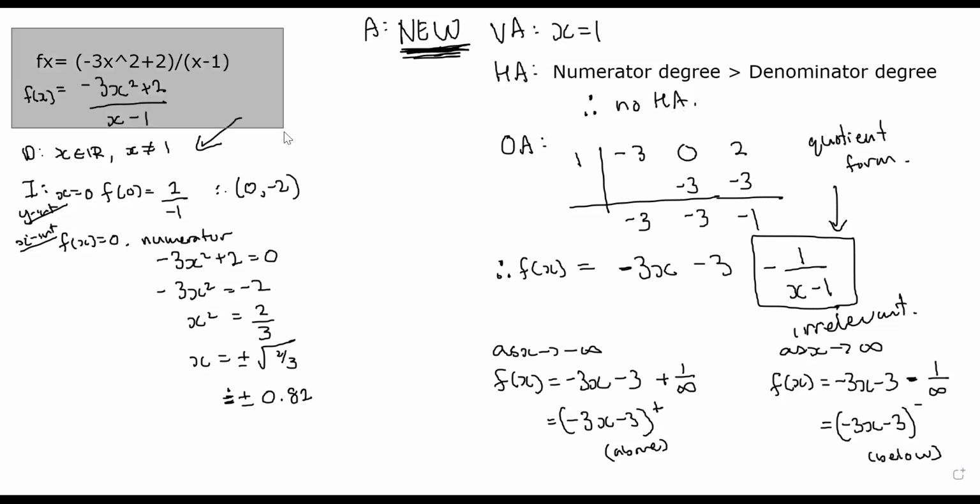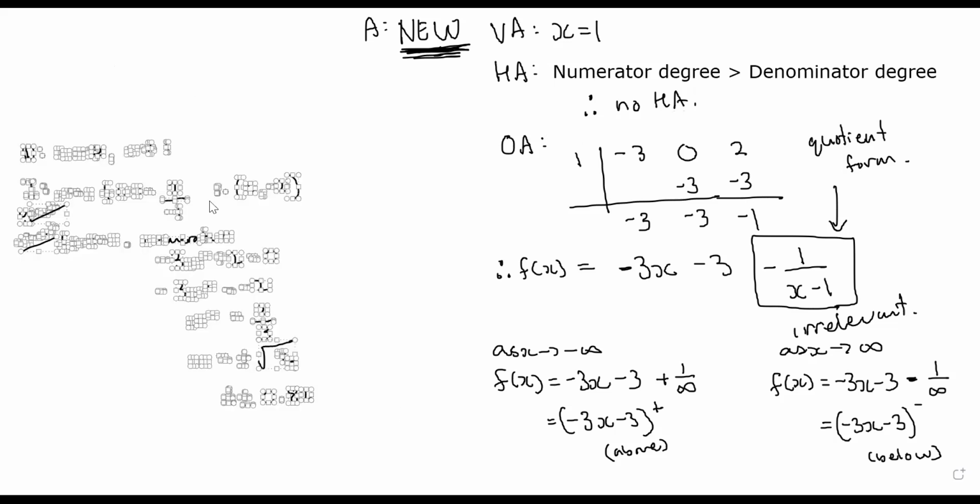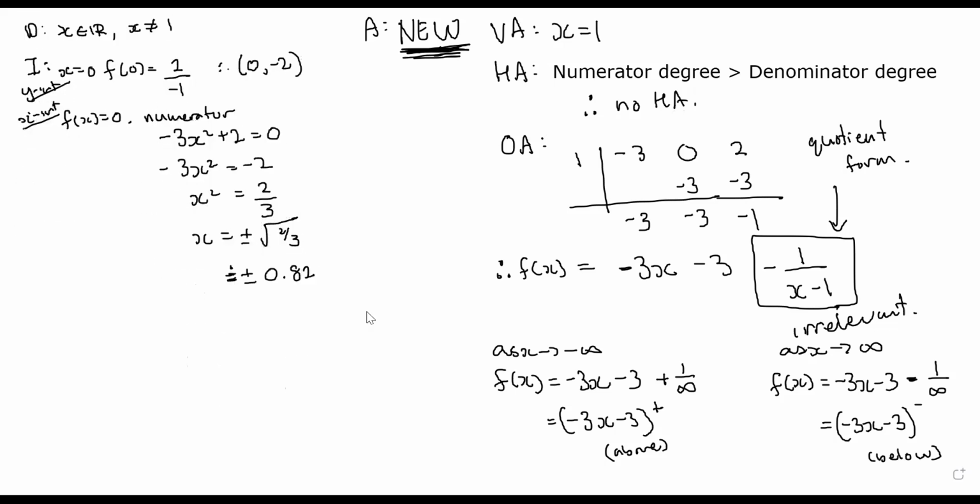I am going to make myself some space because I need it. Okay, let's do a chart now. Chart. Let's see. My vertical asymptote is at 1, and my x-intercepts are negative 0.8, positive 0.8.